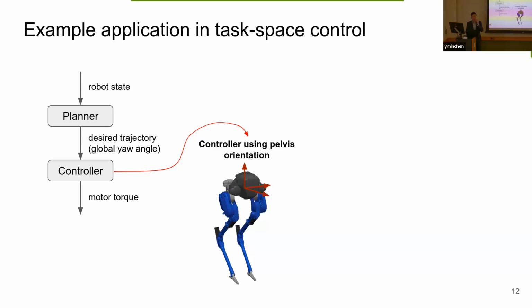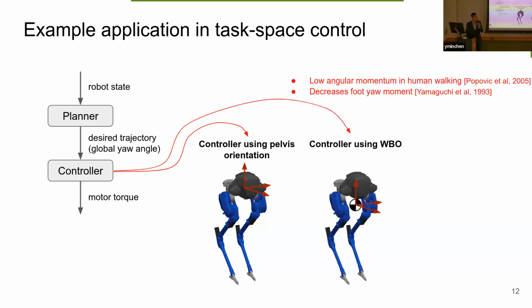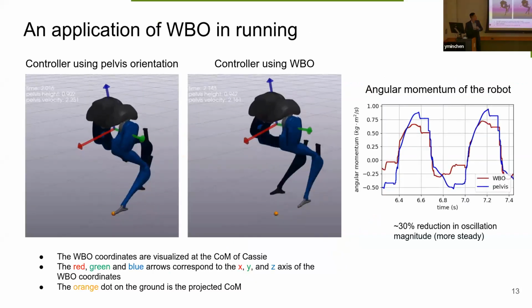And secondly, inspired by a human study, we found that when humans walk, we normally exhibit fairly low angular momentum because the upper body motion cancels out the angular momentum generated by the lower limbs. And lowering the angular momentum also has the benefit of decreasing the foot yaw moment. So given this, we would like to track this orientation using the WBO frame, right? Because the WBO frame maximally approximates the angular momentum. So this is the result.